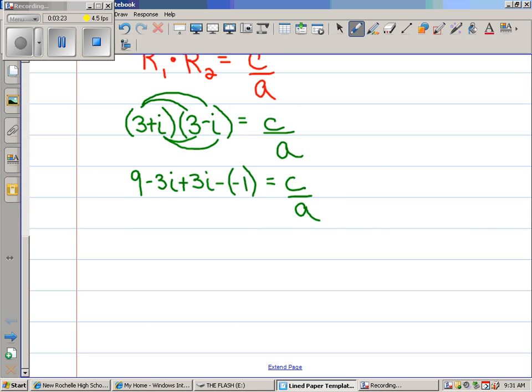Yeah? These guys are destroyed. Negative times negative 1 is how much? Plus 1. And 9 plus 1 is how much? So 10 equals c over a. And we already know a is 1, so how much is c? Yeah, c is equal to 10. Right? There's that one.